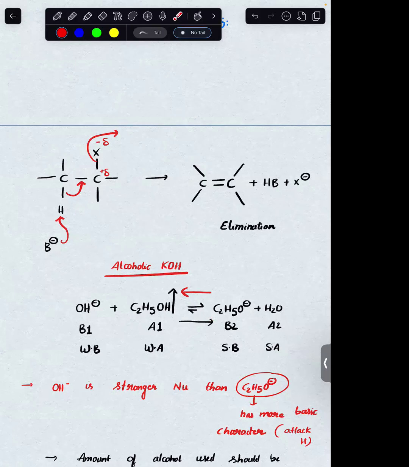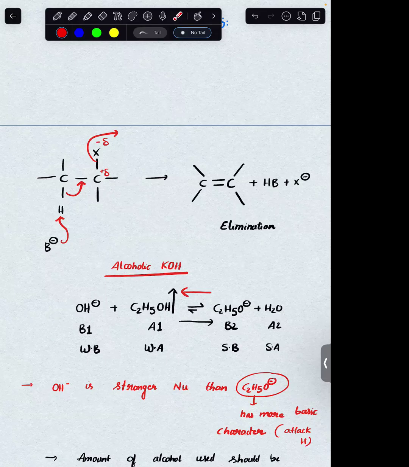If you take C2H5O minus, this being relatively bulky, it will have a greater tendency to abstract the beta hydrogen rather than attacking this carbon. We have some other conditions as well, to make elimination more dominant when compared to substitution; we will explore them later. As of now, just understand that OH minus is a better nucleophile than a base. I am not talking about temperature and other conditions, because those can also affect elimination as well as substitution.